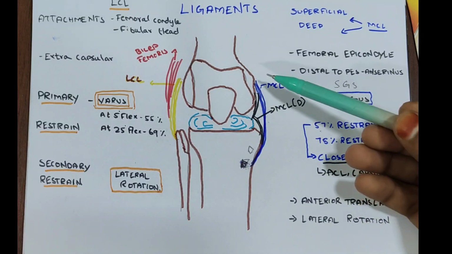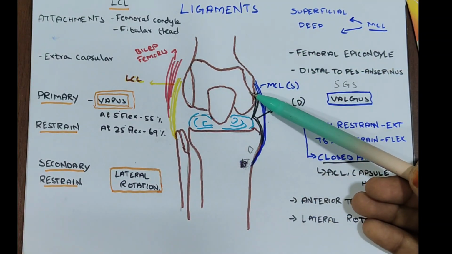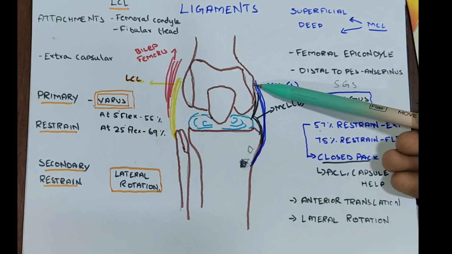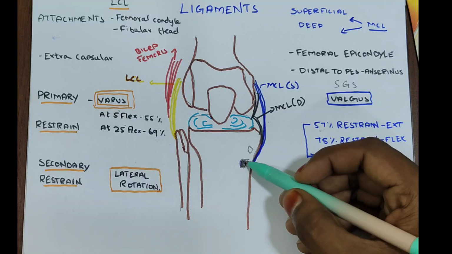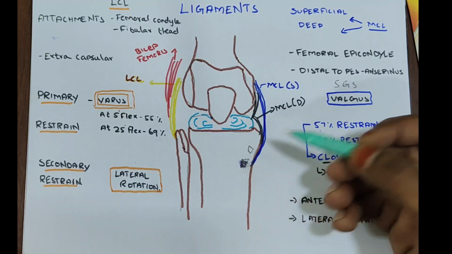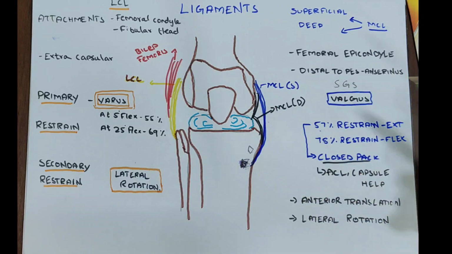MCL starts from the medial epicondyle. This is the femur. We have a lateral epicondyle and medial epicondyle. It originates from the medial epicondyle and is inserted in the pes anserinus of the tibia. It's one of the parts of the tibia where the MCL gets inserted. We all know that the MCL has a superficial branch and a deep branch.